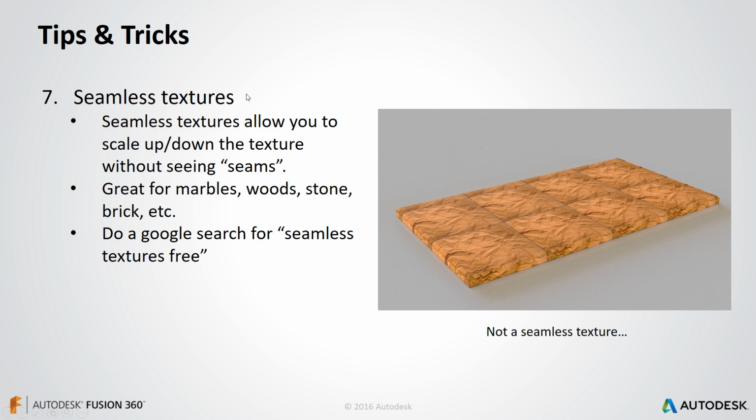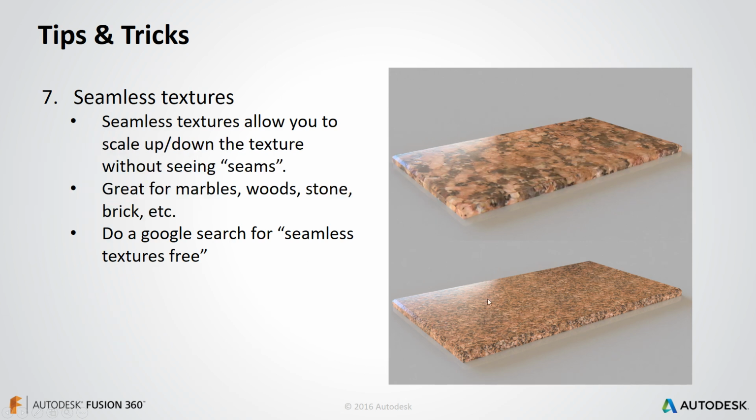Seamless textures. Definitely use seamless textures, okay? It basically allows you to scale up or scale down your texture without seeing the seams. Now, obviously in this image here, this is not a seamless texture, so you can really see the edges, and it looks awful. Seamless textures are great for marbles, wood, brick, stone, flooring, etc. And again, just do a search for seamless textures.